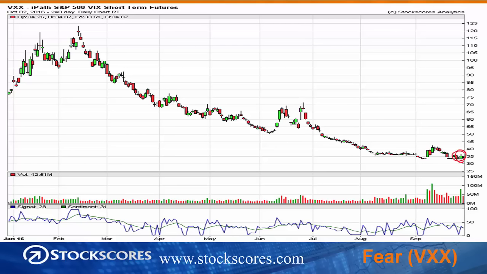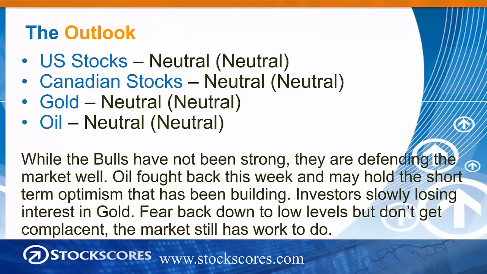Fear is at a pretty low level again, and that's basically showing the market complacent. We're getting through the month of September. Everyone thought, oh, we're going to see a big sell-off. The Fed's going to raise rates. We have a U.S. election, which is a little bit crazy going on. A lot of people thought the market was going to correct, and the bulls have defended the market very well, even though they're not particularly strong. They have held back the advances of the bears. So while the bulls have not been strong, they are defending the market well.